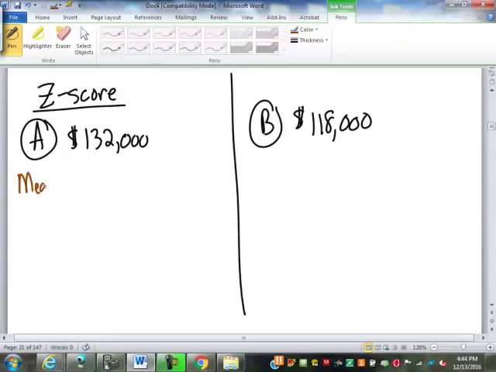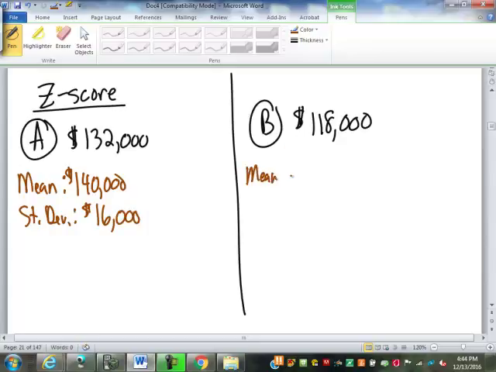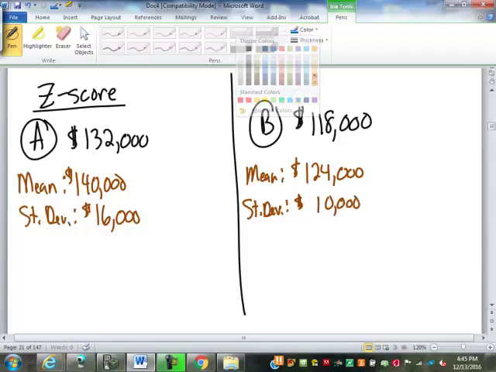Let's say over here, you're still looking at that 3-bedroom, 2-bath house. The mean cost of a 3-bedroom, 2-bath house in area A is $140,000, with a standard deviation of $16,000. In area B, the mean cost of a house is $128,000. Oops, let's not do that. Let's do $124,000 for the mean, with a standard deviation of $10,000. Which house is more expensive according to its area?